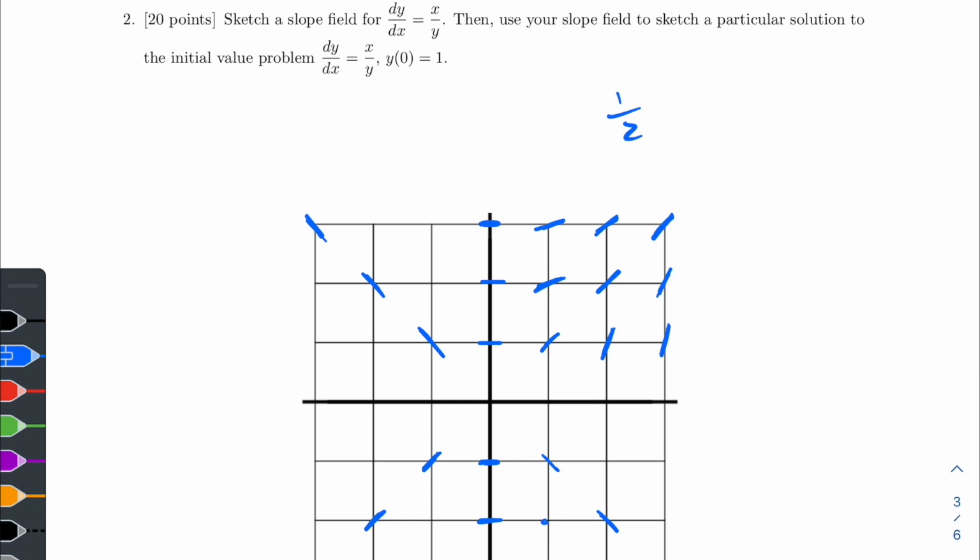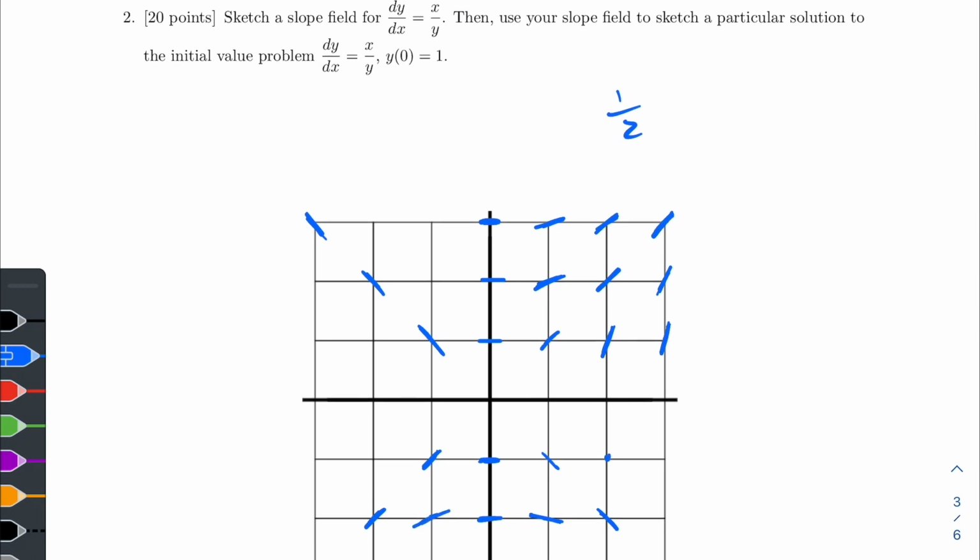What about this point here? We're at 1, negative 2, so our slope will be 1 over -2, so -1/2. So it's going downwards and it's kind of flat. Over here, it's going to be -1 over -2, so +1/2. So it's flat but going upwards. Over here, it's going to be 2 over -1, equal to -2. Here, it's going to just be +2, because we'll get a double negative, which cancels out.